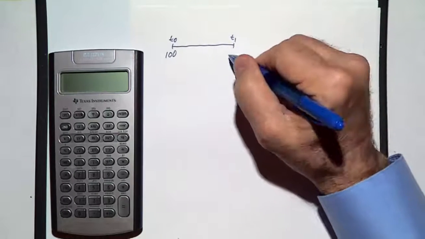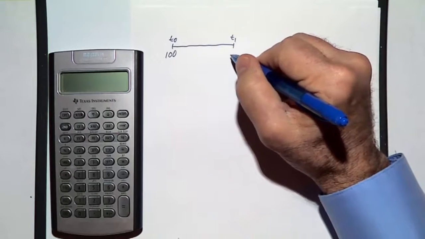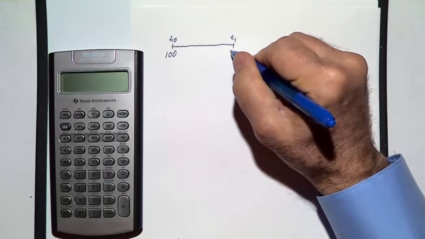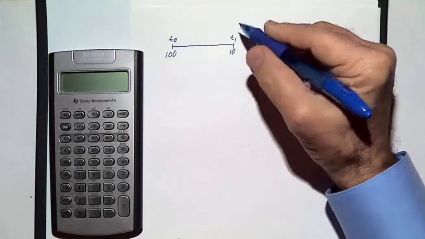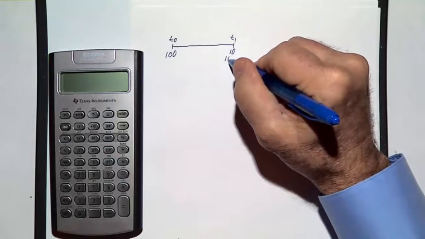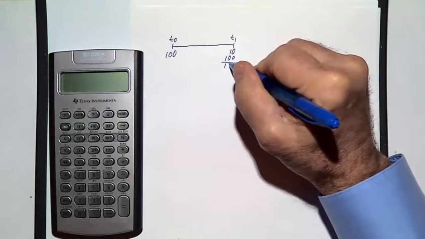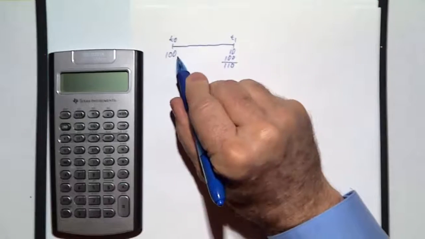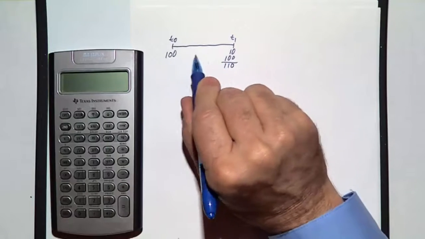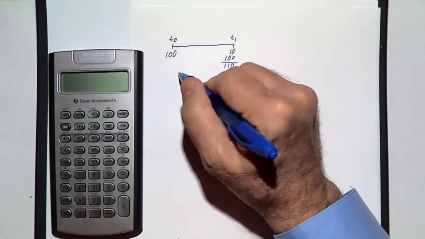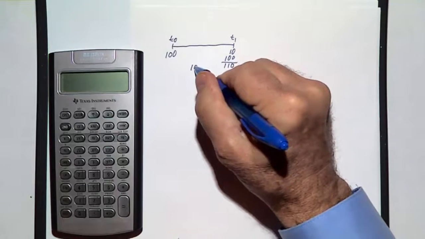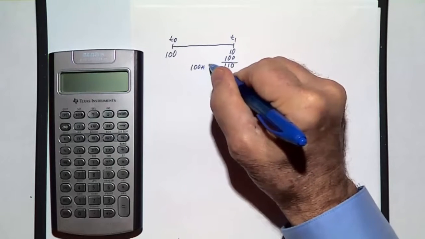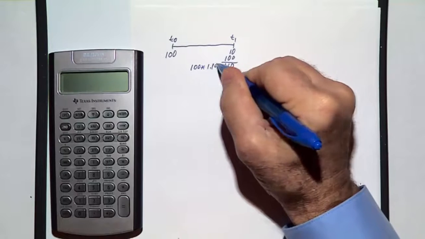Well, you instinctively know that $100 times 10% interest would be $10. But you'd also get your $100 back, so you'd have $110, which essentially means you have 100 times 1 and 100 times 0.1. So this amount equals 100 times 1.1.